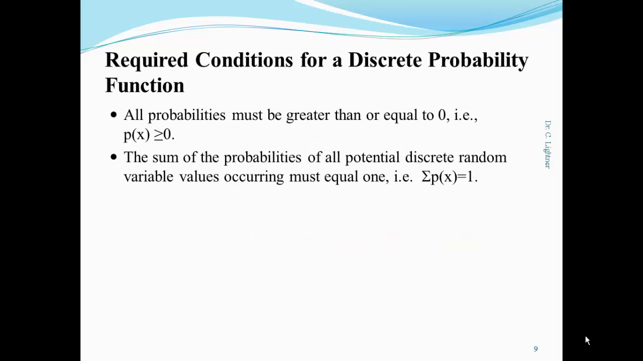All discrete probability functions must follow these two major rules. The first, all probabilities must be greater than or equal to 0. The second, if you sum the probabilities of all potential discrete random variable values occurring, they must sum up to 1.